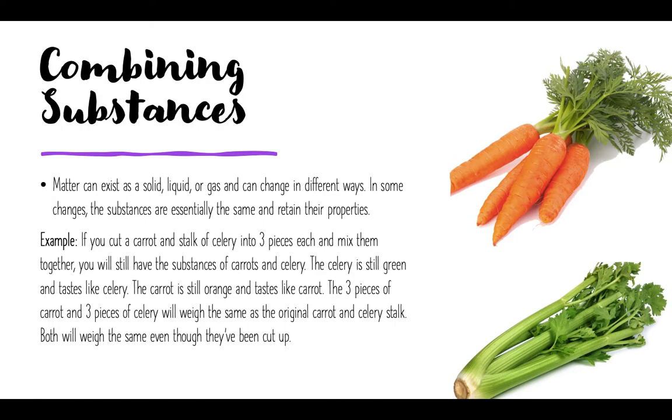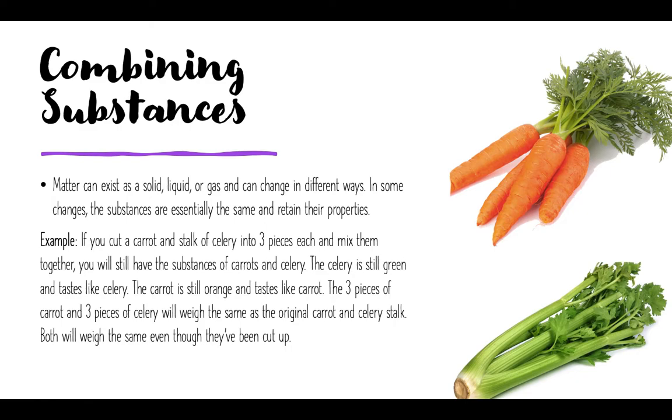Now, combining substances. I love the example they give here because it makes a whole lot of sense. Matter can exist as a solid, liquid, or gas and can change in different ways. In some changes, the substances are essentially the same and retain their properties. I know that's a lot to take in, but it's all going to make sense when we look at our example. If you cut a carrot and a stalk of celery into 3 pieces each and mix them together, you still have the same substances of carrots and celery.